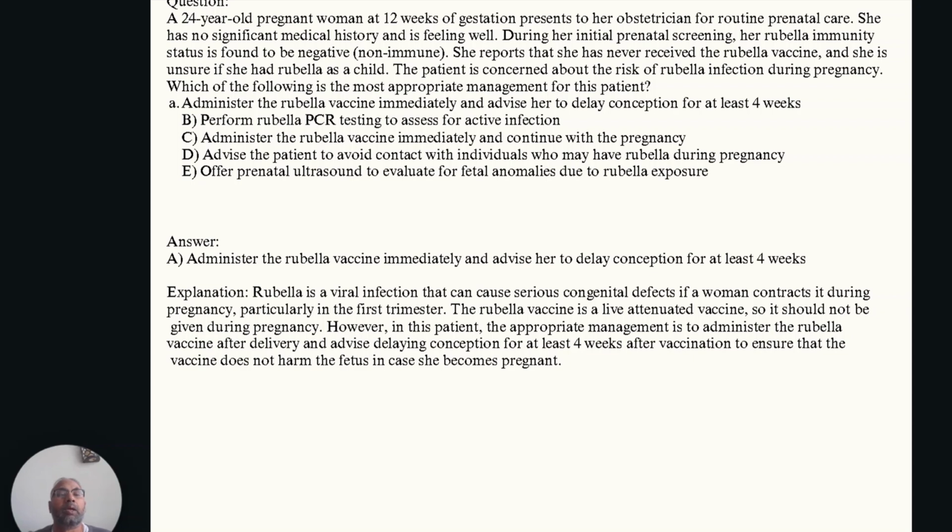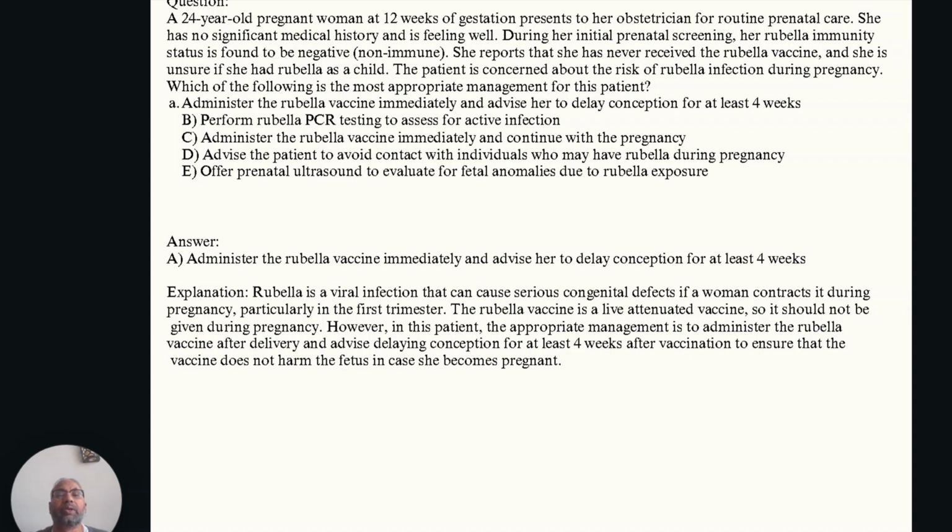Question. Which of the following is the most appropriate management for this patient? So basically they are mentioning a patient with features of rubella here. A woman at 12 weeks of gestation presents to her obstetrician for routine prenatal care. She has no significant medical history and is feeling well.